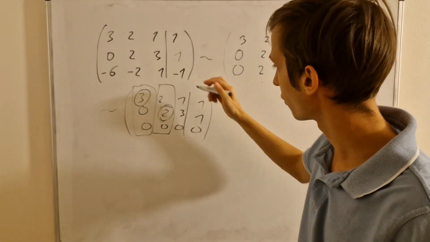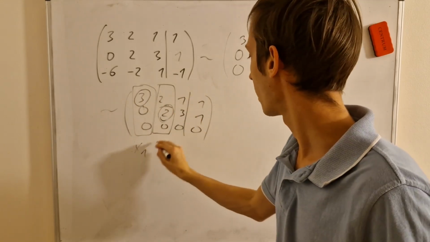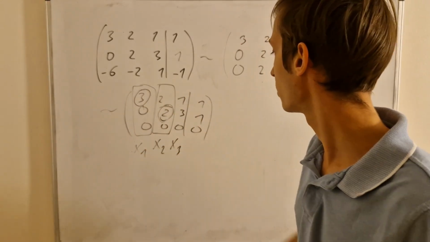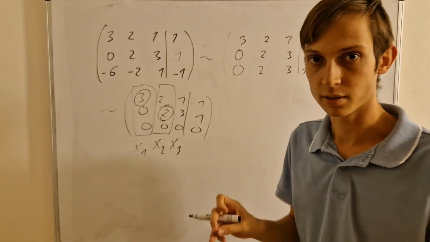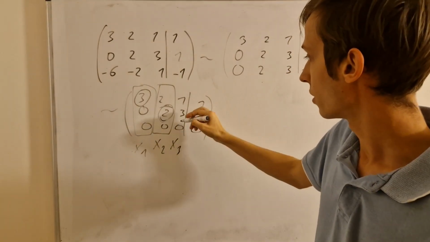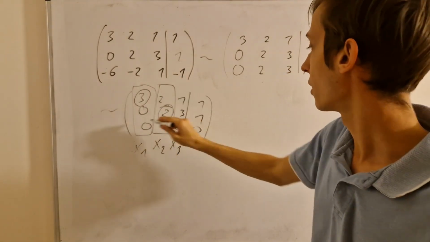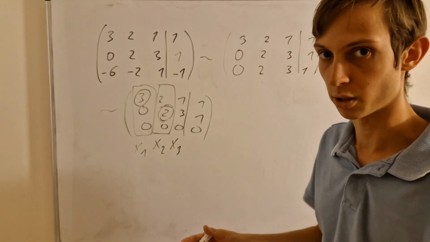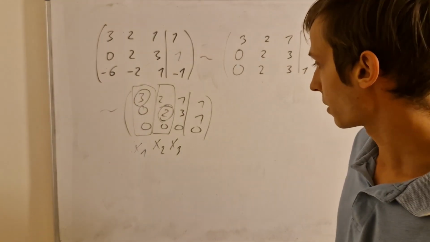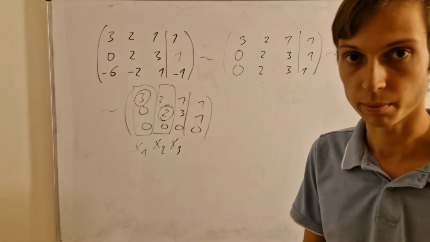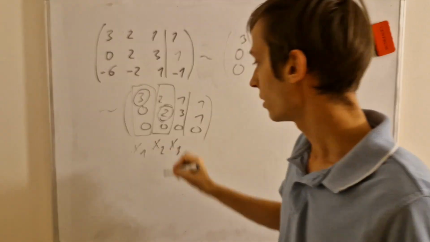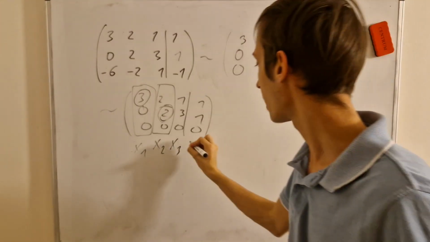So if this represents x1, this column x2, this one x3, for x1, x2 we have pivots. For the x3 we don't, because the third row does not offer more information. And that means that because x3 doesn't have a pivot in its column, x3 will be a so-called free variable and it will become a parameter.